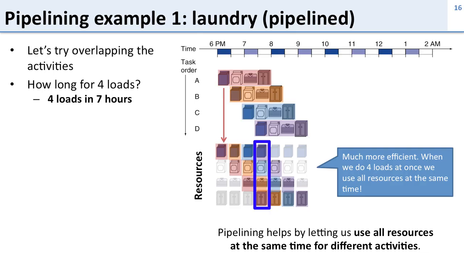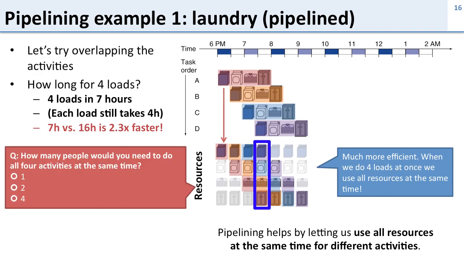So we did 4 loads in 7 hours, but each load still took 4 hours. So this is 7 hours versus 16 hours. This is 2.3 times faster. So we sped up by over 2 times. So here's a question to think about. How many people would you need to do all 4 activities at the same time?